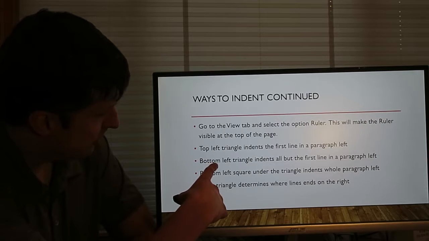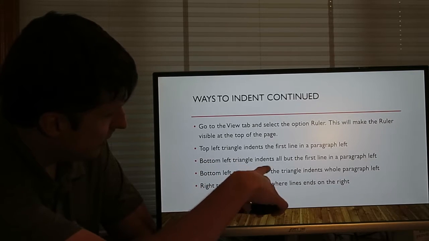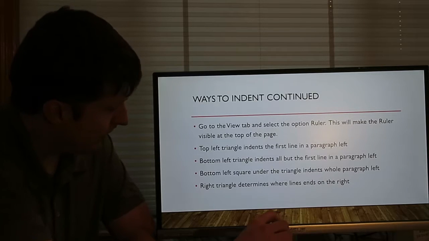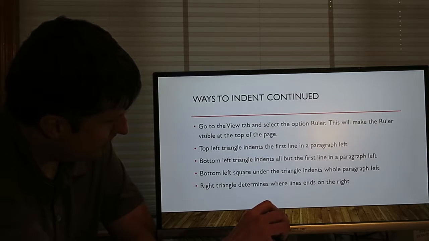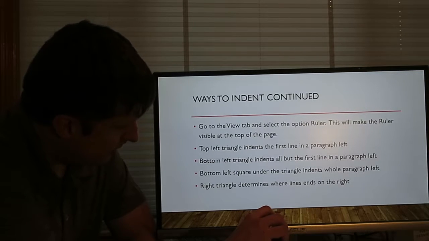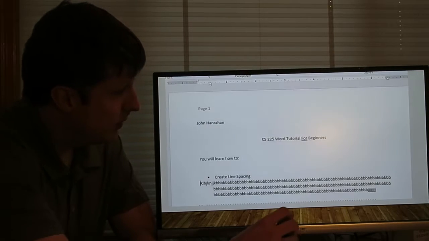And that's another option. It's probably the bottom triangle. Bottom triangle indents all but the first line in the paragraph, so that's what I grabbed there. Bottom left square under the triangle indents the whole paragraph left or right, and the right triangle on the right.